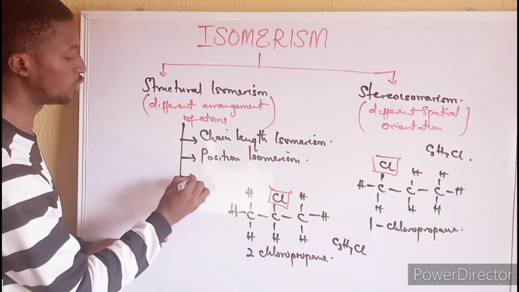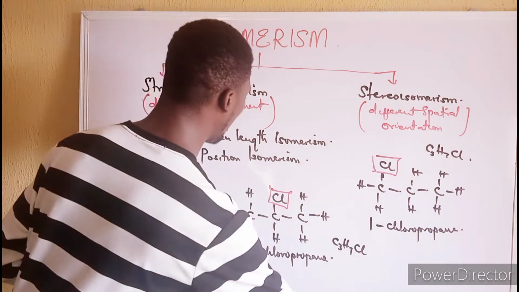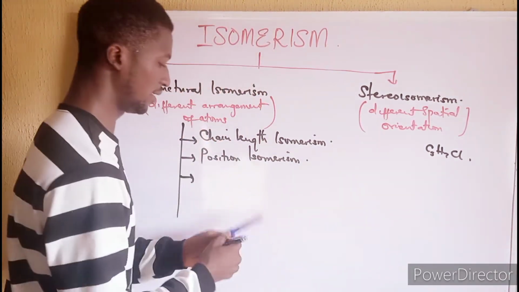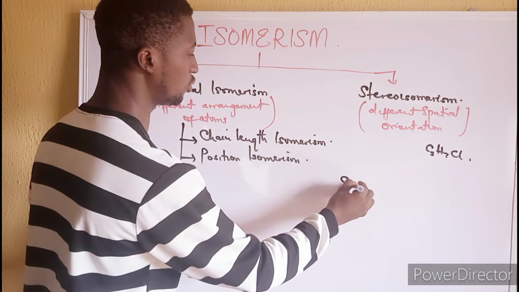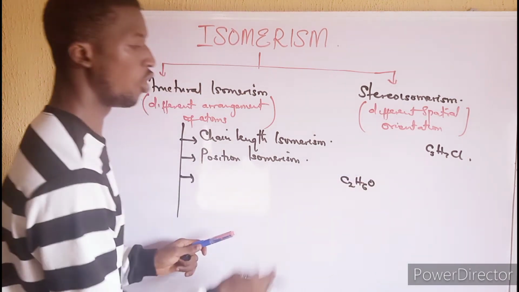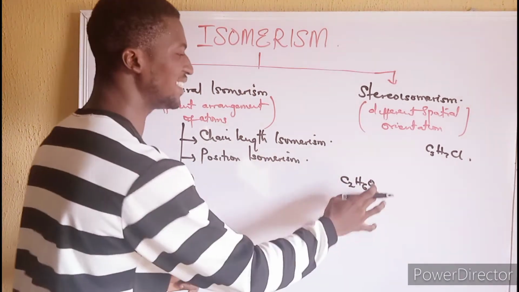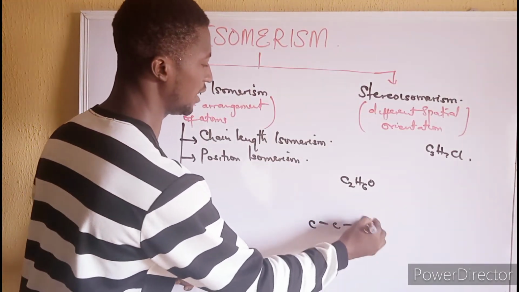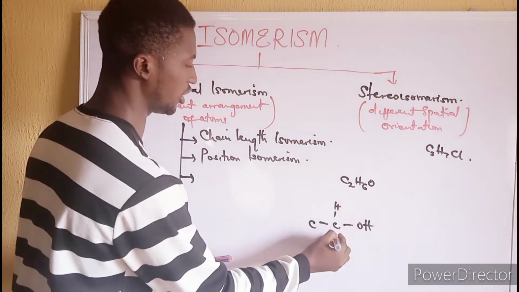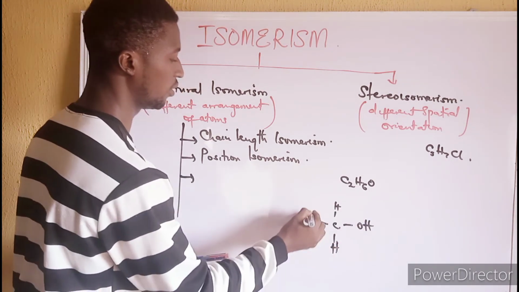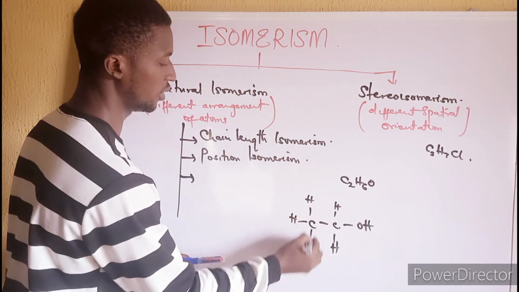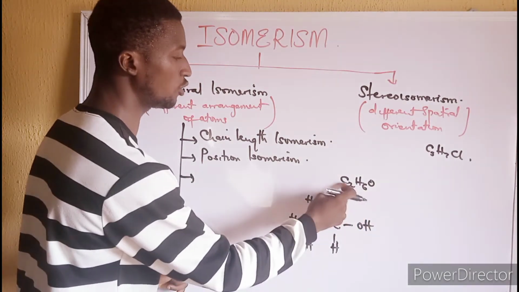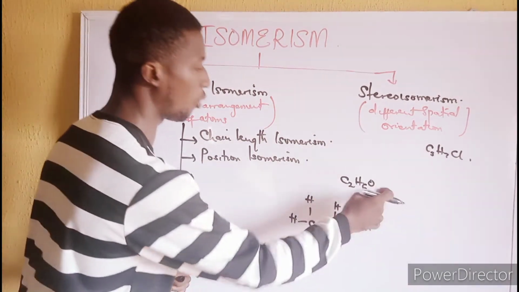Now we move to the next one, which we refer to as functional group isomerism. Earlier I said that you can have C2H6O occurring in two different forms. Yes, it can occur in two different forms. Here you can have C, and here you have OH, with hydrogens around it. When you look at this compound carefully, you realize that it contains 2 carbons, 6 hydrogens, and 1 oxygen.